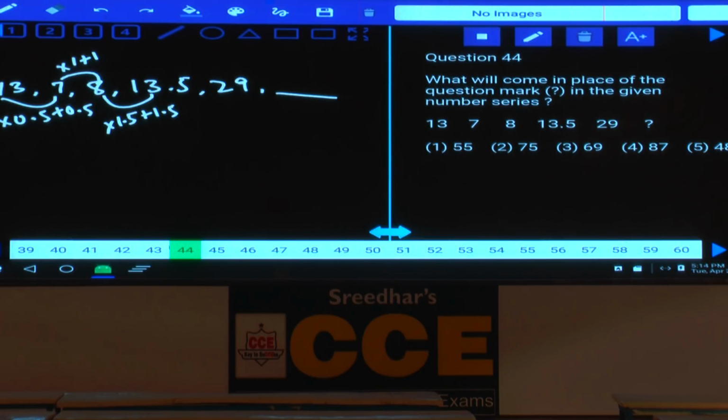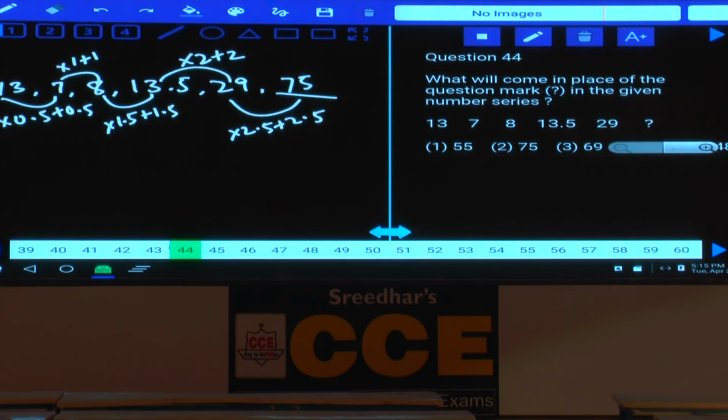0.5 plus 0.5, into 1 plus 1, into 1.5 plus 1.5, into 2 plus 2. Now 13.5 into 2 is 27 plus 2, 29. Next one 29 into 2.5 plus 2.5. Yes, tell me what is 29 into 2.5 plus 2.5? That is 72.5 plus 2.5, that will be 75. 75, choice 2. Done with this, question number 44.